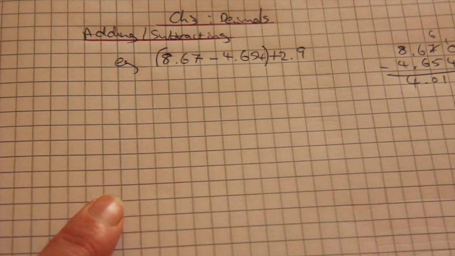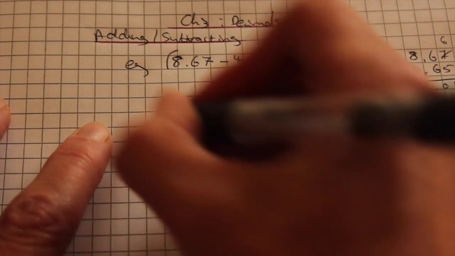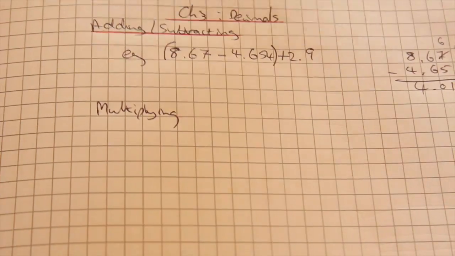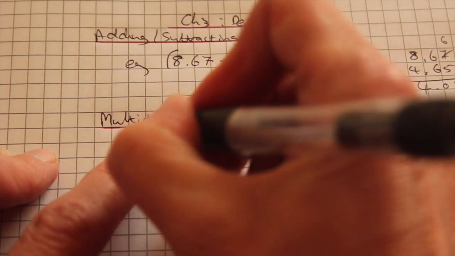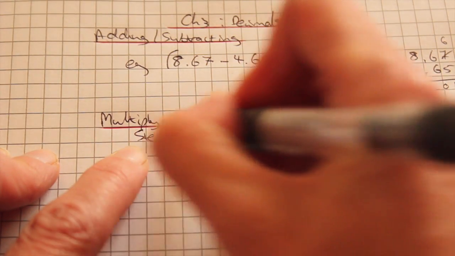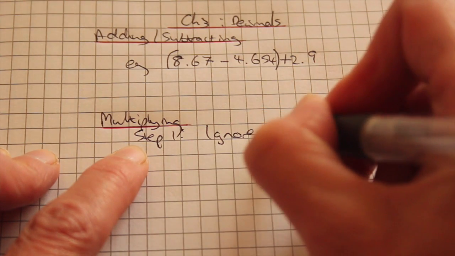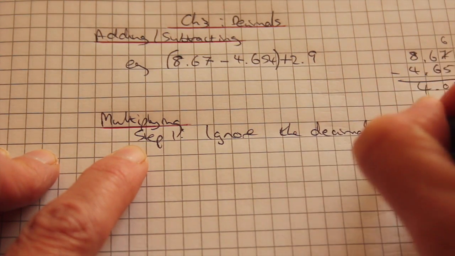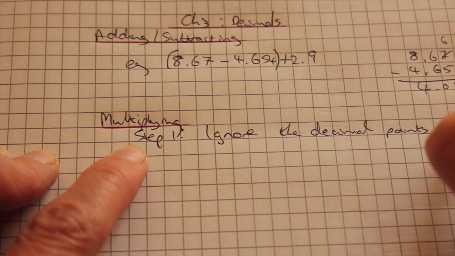So adding, subtracting, just keep the decimal points in a straight line. Multiplying by decimals is slightly different. When you're multiplying by decimals, I recommend that you do it in 2 stages. So step 1, ignore the decimal point. Ignore the decimal point or points and do the calculation.